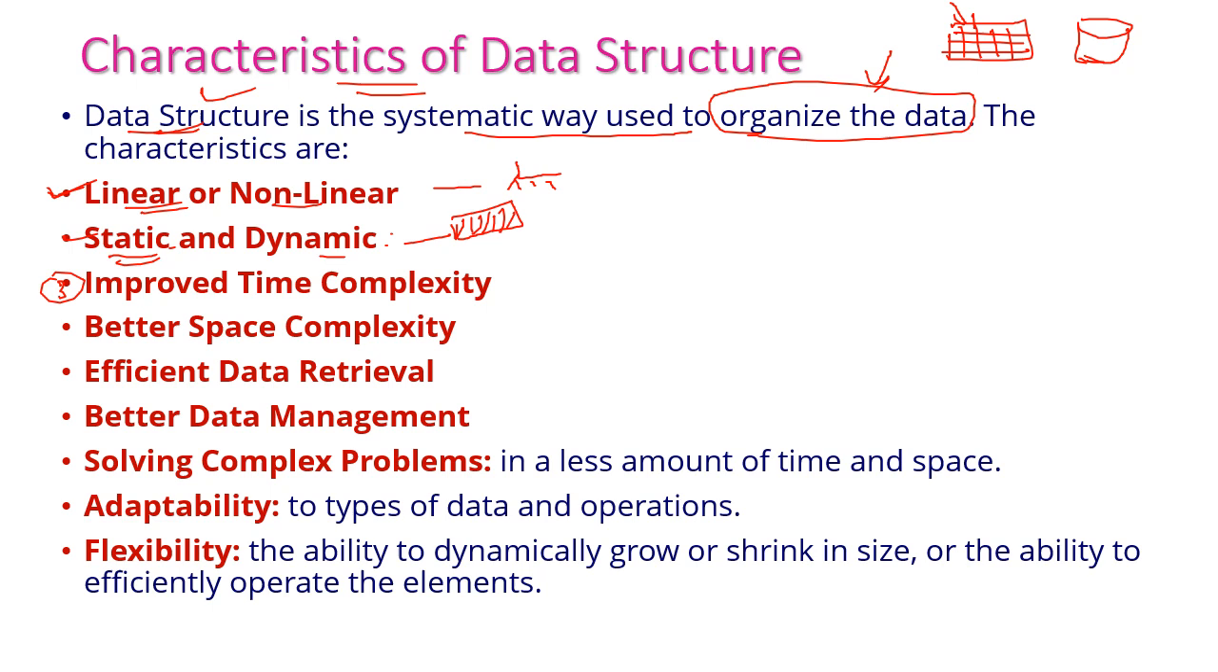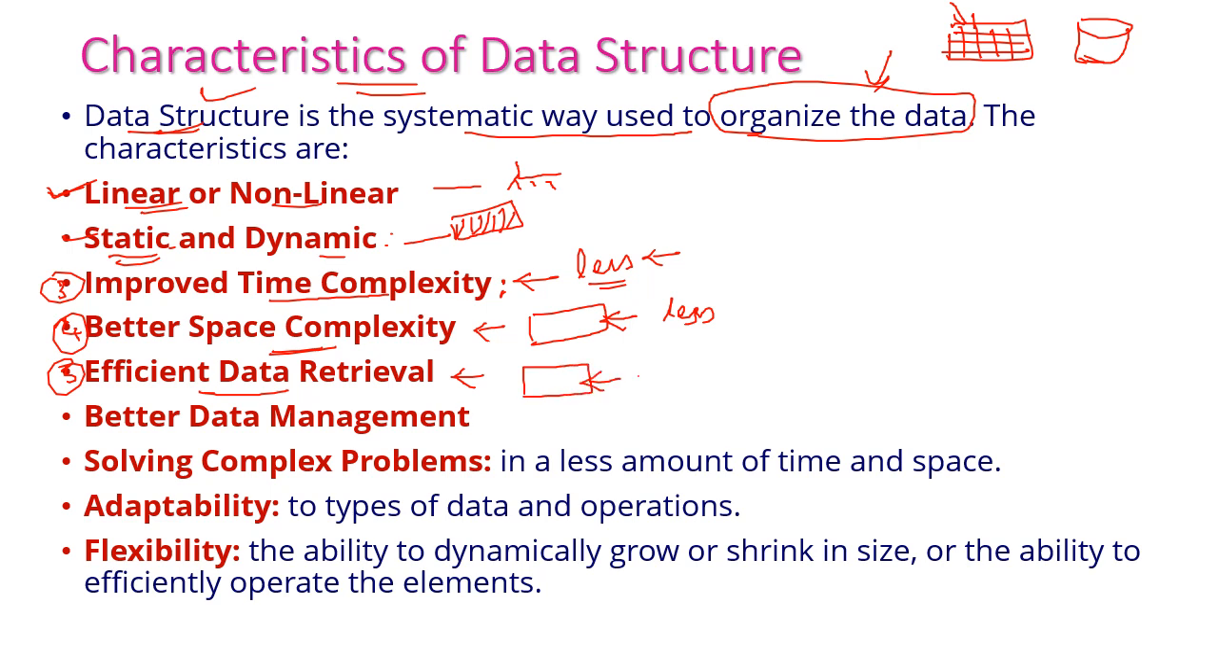And the third important one is improved time complexity. That means the problem should be solved within less time. That is, the time complexity should be less. And the fourth one is better space complexity. Space complexity means the problem should be solved within limited runtime space. So the space should be less. It should occupy very little space during runtime to solve the problem. And the fifth one is efficient data retrieval. That is, a single data item or a set of data should be retrieved from the structure.